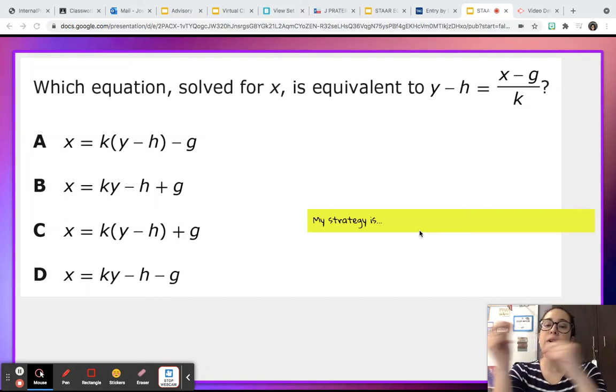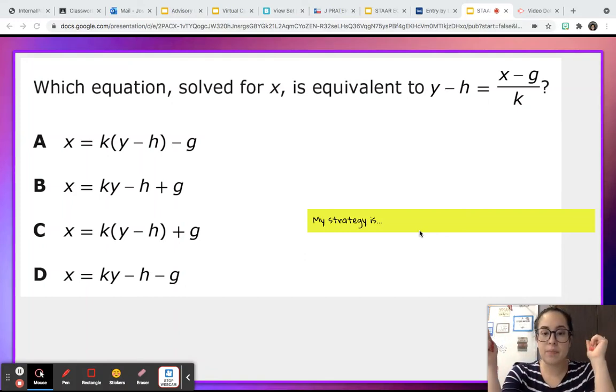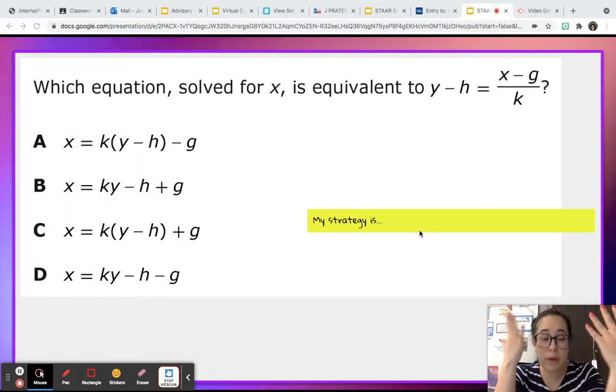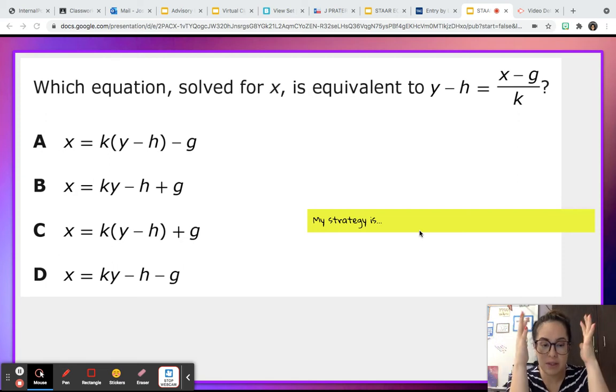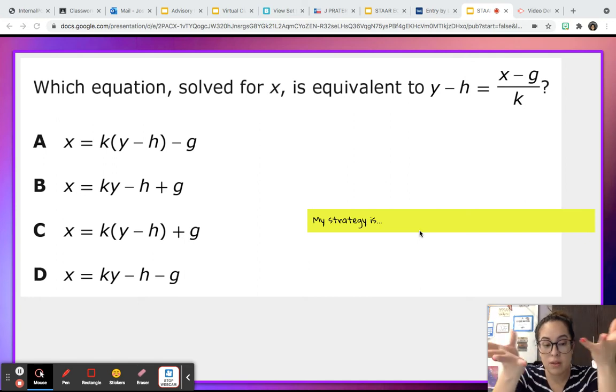Okay, guys, here we have another problem where it's talking about equivalent expressions or equivalent equations. So, what makes something equivalent is that the value of this equation is the same value as the other equation, right? They're the same. They're the same thing. Okay, but how can they be the same thing when my original looks different than all the rest of them?